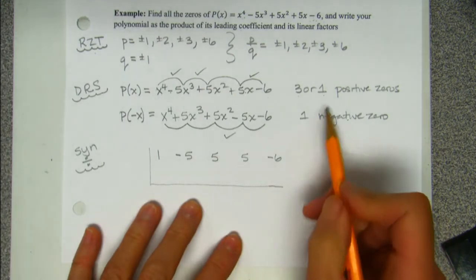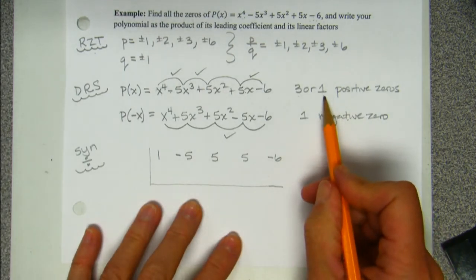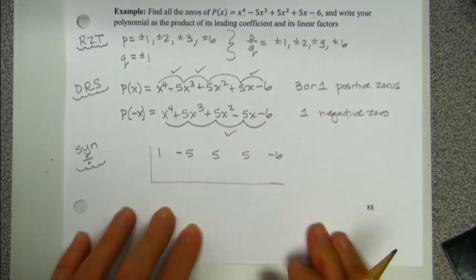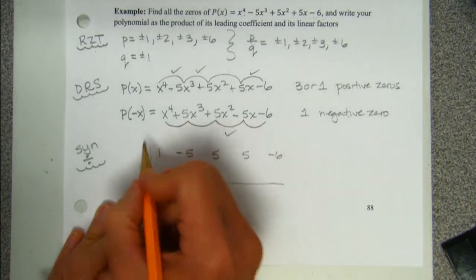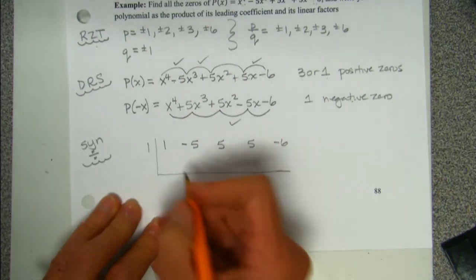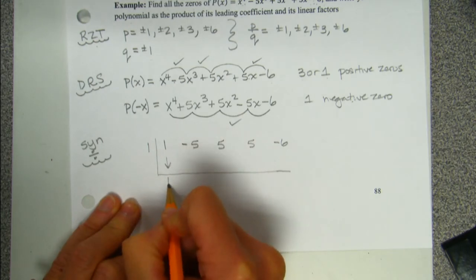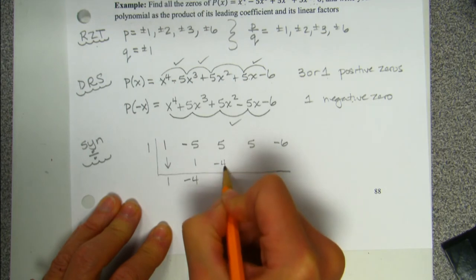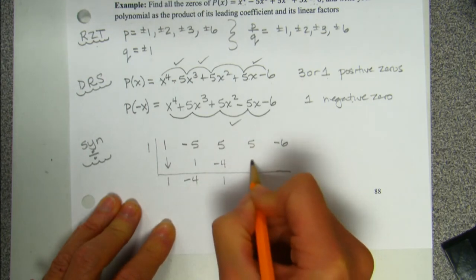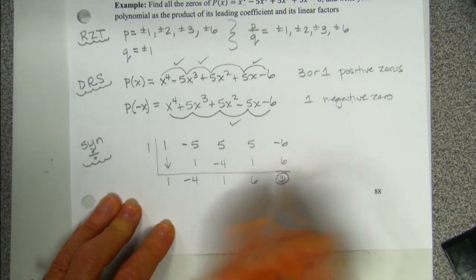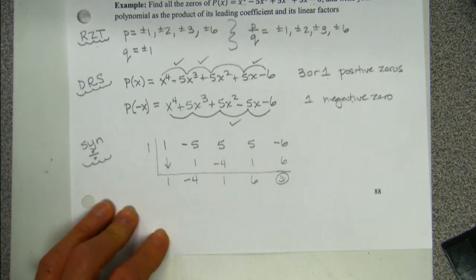Guys, I think I'm going to gamble. I know there's at least 1 positive. I think I'm going to gamble that 3 of them are positive. So I think I'm going to start with the positives and see if I can find those. Let's start with positive 1 because that's where I always start. We drop. Multiply. Add. Multiply. Add. Multiply. Add. Multiply. I never get it on the first try. But I love it when that happens.